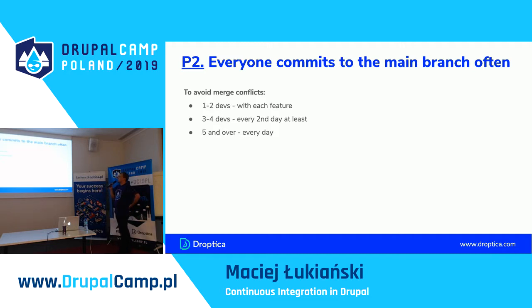If you have 3 to 4 developers, you should at least commit every second day. And if you have a team of over 5, you should really be committing every day. If you're not committing every day, you'll spend a lot of time resolving merge conflicts and all sorts of issues that will just take a lot of your time. Often people will work on the same things, edit the same CSS files, and it's going to get messy. So the more often you commit, the better.